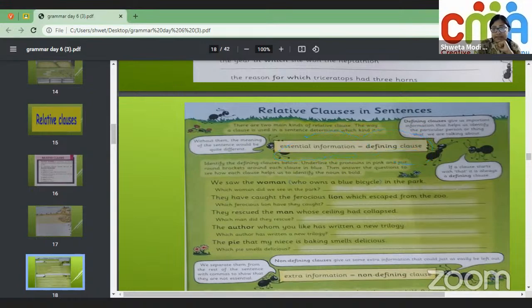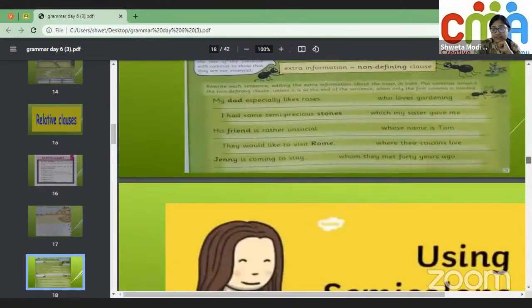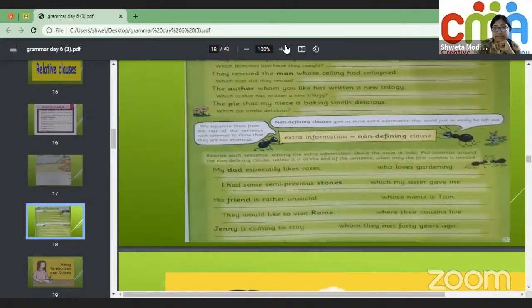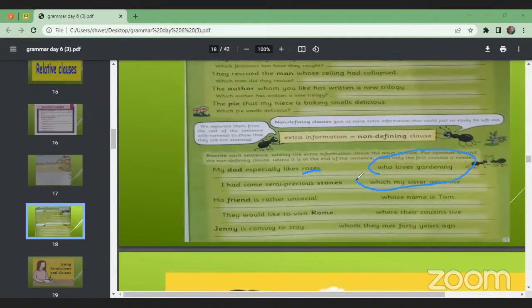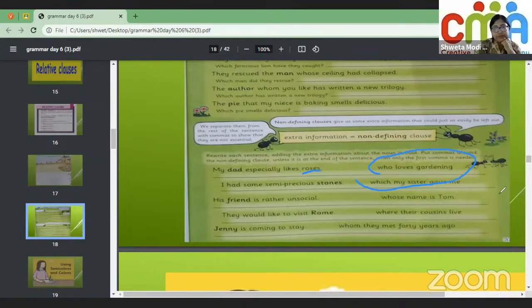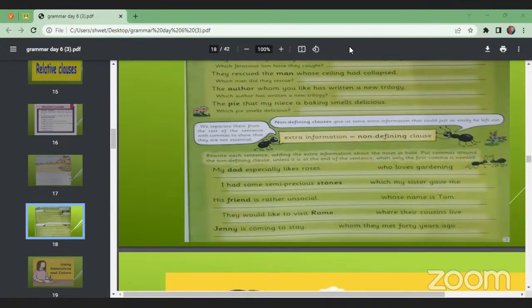But if I take this sentence, my dad especially likes roses, that makes complete sense. But then I have added who loves gardening. Even if I don't put this, the sentence is fine. It is meaningful. So in this case, it is extra information, and that is why we are calling it a non-defining clause. Okay.